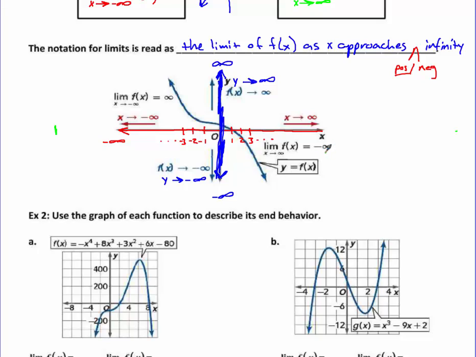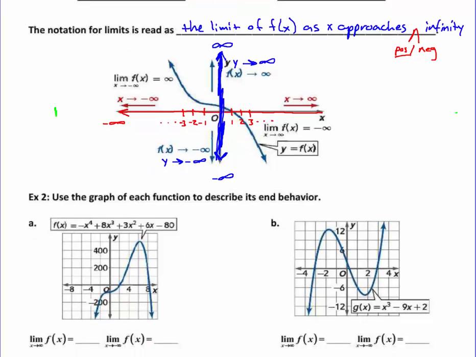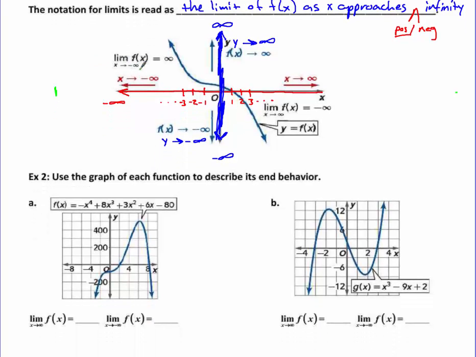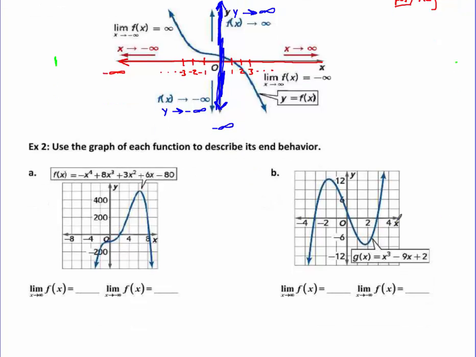And I know it may be a little confusing, but we're going to practice it a lot. And if you can make it straight in your head, these are really going to be easy for you. So let's take a look at a couple examples here. Use the graph of each function to describe its end behavior. So we have these graphs and we have this horrible looking function that we're not going to do anything with. We're just going to look at the graph.